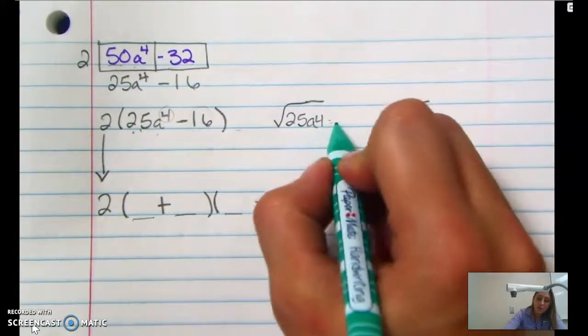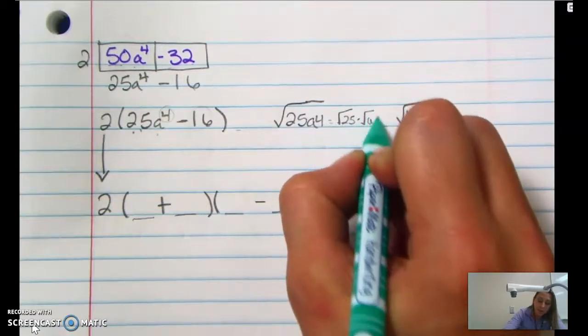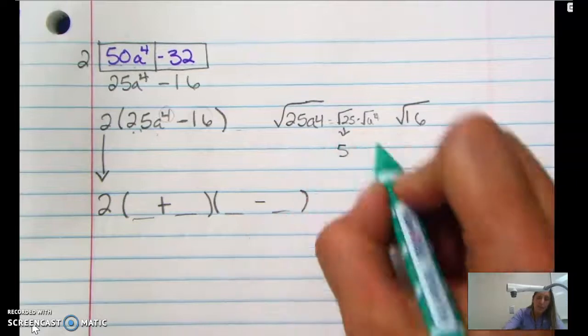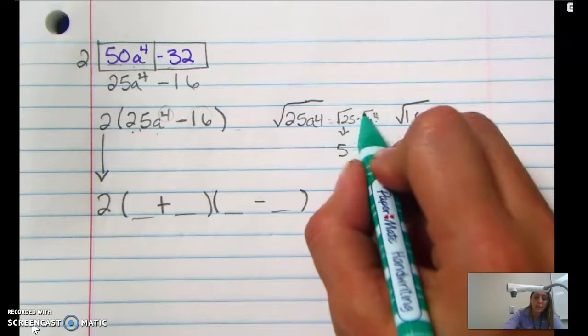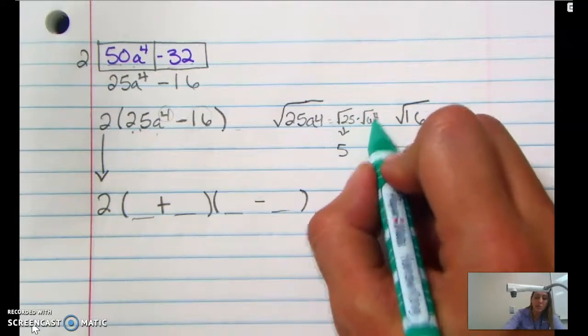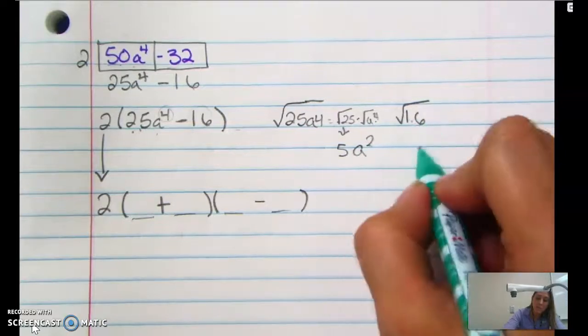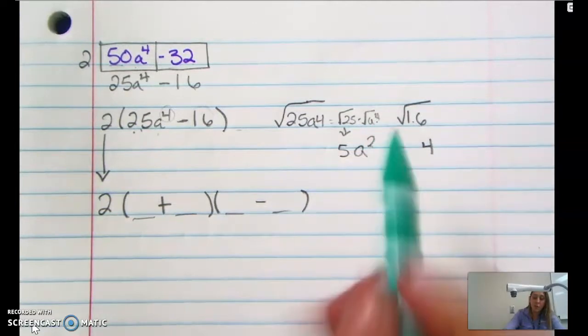So this is actually the square root of 25 times the square root of a to the 4th. Well, the square root of 25 is 5, and half of 4, so that's what we're doing when we take the square root of a number, is a squared, and the square root of 16 is 4. So I took half of 4, and that's how I got a squared.